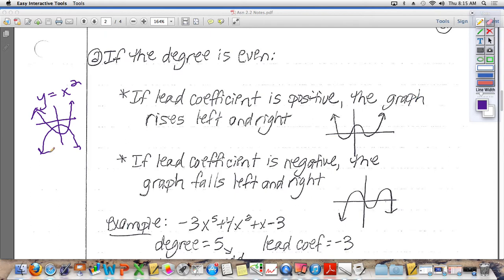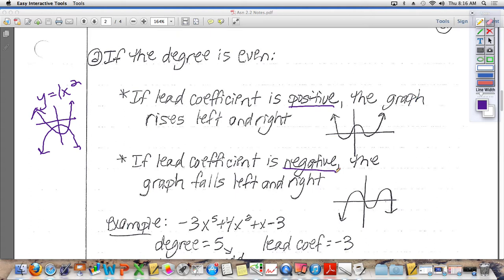Does that make sense? So if the lead coefficient is positive, the graph rises left and right. If the number in front of x squared is a positive number, the graph is going to head up on both ends. But if the lead coefficient is negative, when the degree is even, it's a little bit easier to understand. If it's positive, they head up. If it's negative, they head down. Not a big deal. Okay?